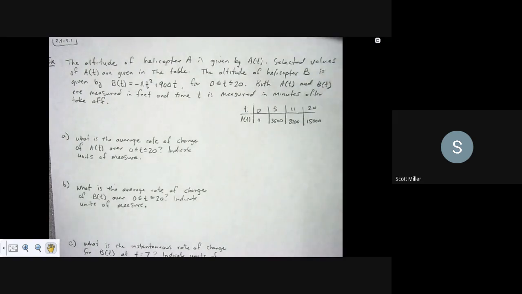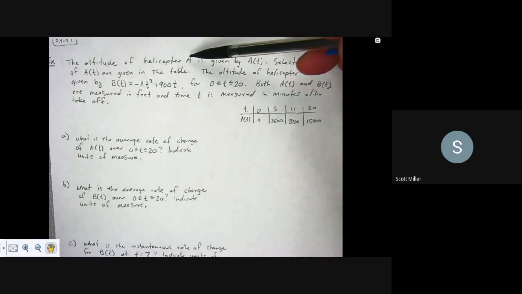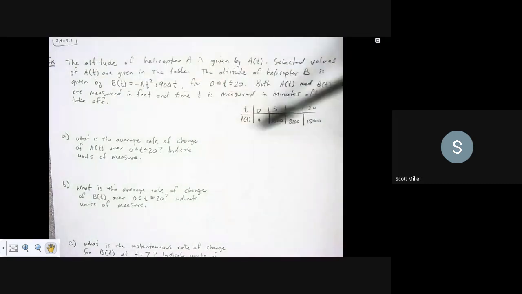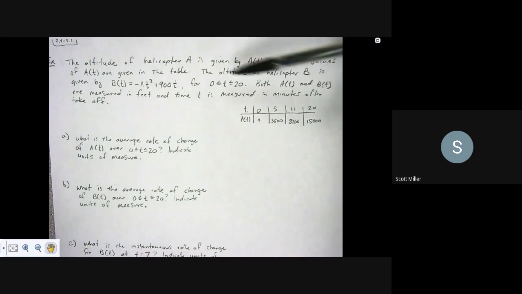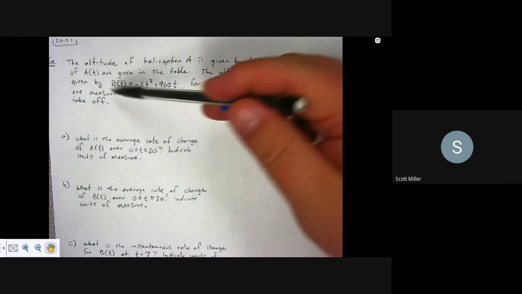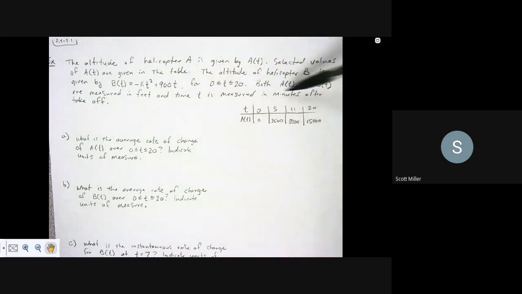So the altitude of a helicopter A is given by A of t. Selected values of A of t are given in this table. The altitude of helicopter B is given by this equation, and t is between 0 and 20. Both A of t and B of t are measured in feet, and time is measured in minutes after takeoff. So with that information right there, let's answer some questions.